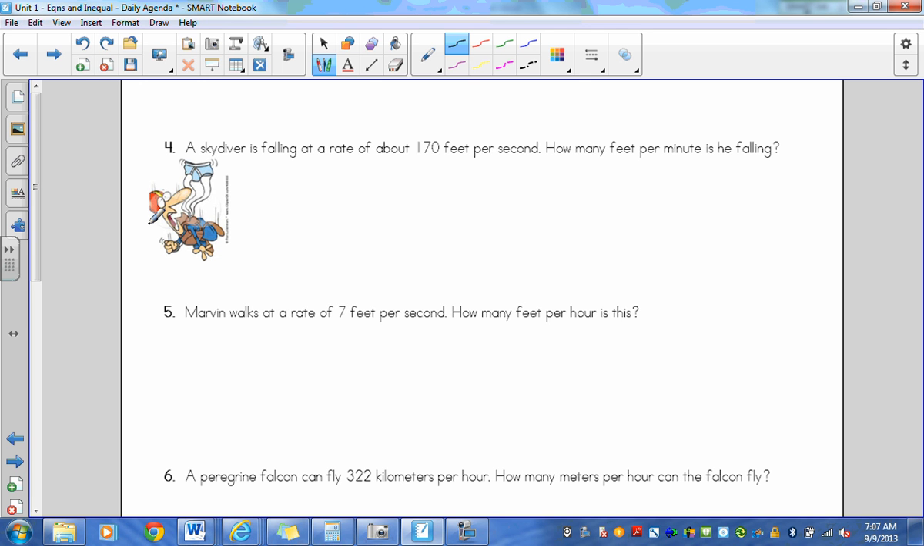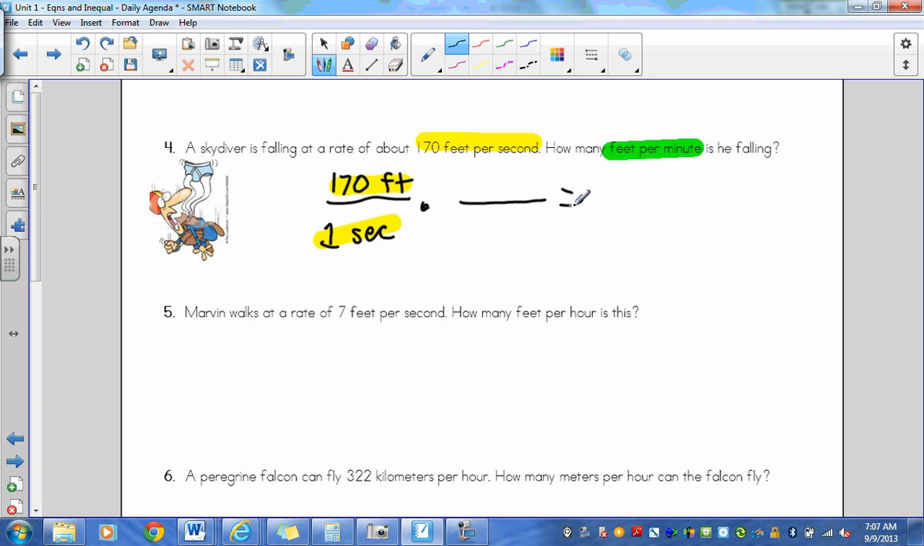Okay, a skydiver is falling at a rate of 170 feet per second. How many feet per minute is he falling? 170 feet per second, that's in yellow. And then you want to figure out feet per minute. That is my goal. So it looks like, yet again, the time is what's changing and not the distance.